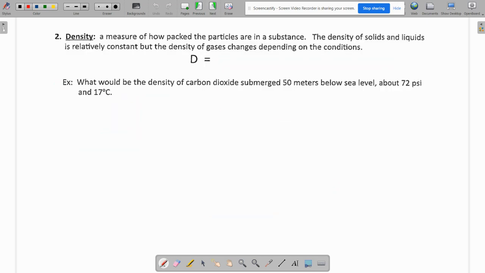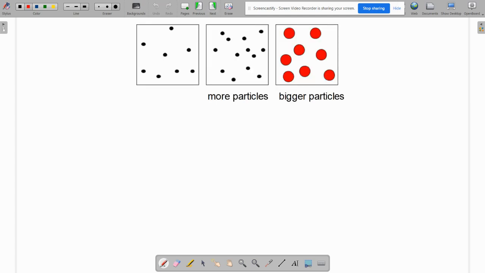So molar mass is one variable that you can solve for from PV equals nRT, but going a little further, density is another one. So density is a measure of how packed the particles are in a substance. Now, the piece about density is that the density of solids and liquids is relatively constant, but the density of gases is totally dependent on the conditions. For instance, I wanted you to see these boxes right here. We always are trying to visualize gas particles. So like this one right here has 1, 2, 3, 4, 5, 6, 7, 8 gas particles in it.